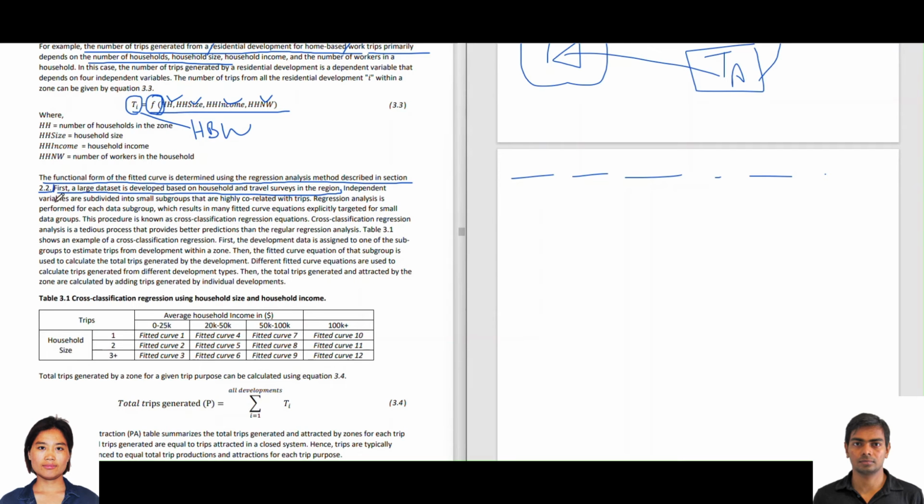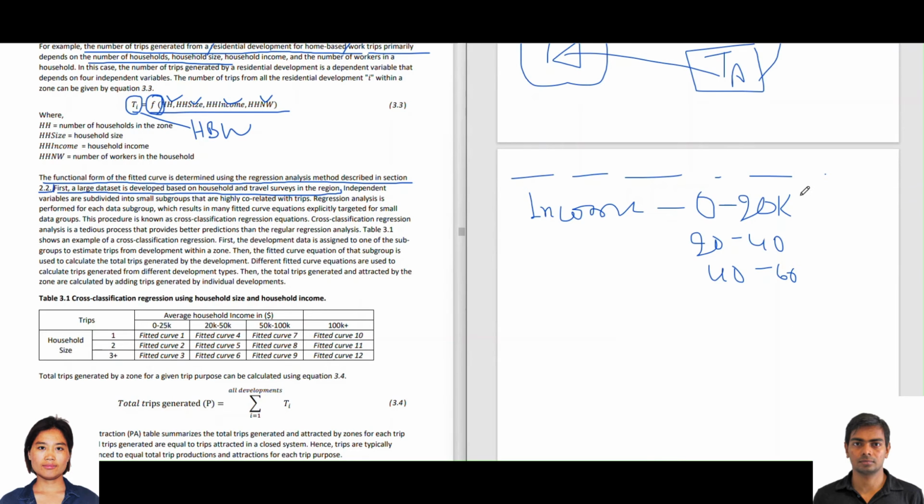Then independent variables are subdivided into small subgroups that are highly correlated with the trips. So let's say we are looking at income. Instead of looking at income as a variable going from 0 to, let's say, 100,000, what is usually done is they are aggregated into smaller groups. So let's say 0 to 20,000 income range, then 20 to 40,000 income range, 40 to 60,000, 60 to 80, and 80 to 100, and then greater than 100.